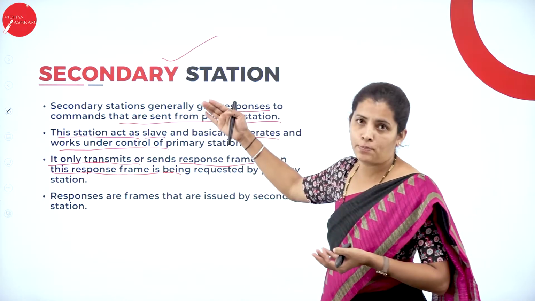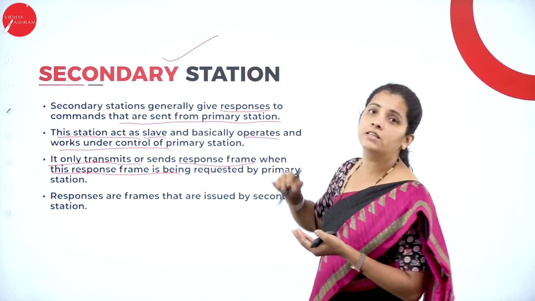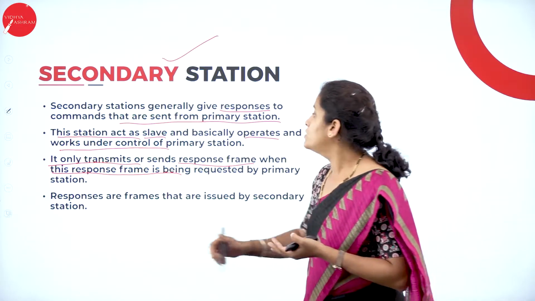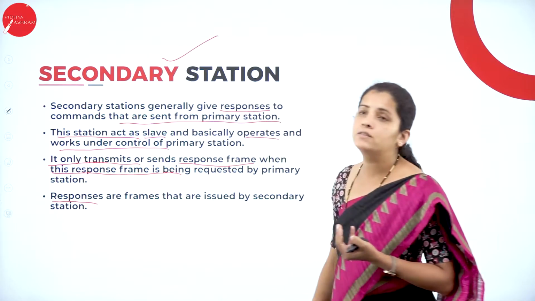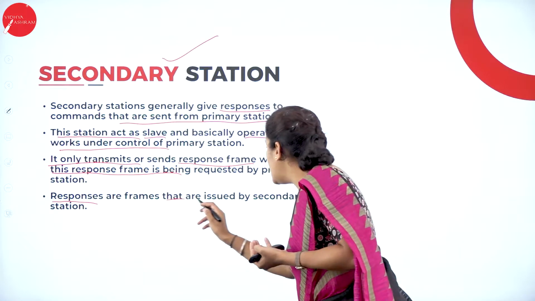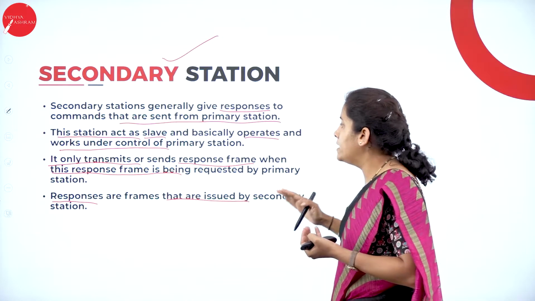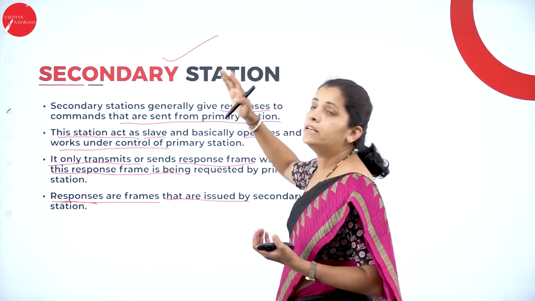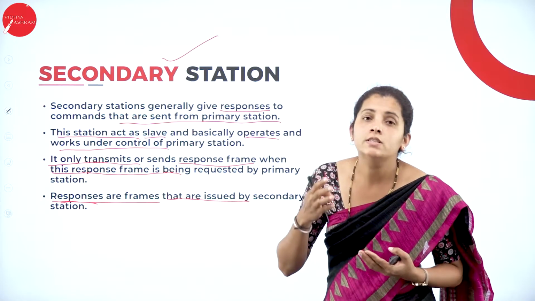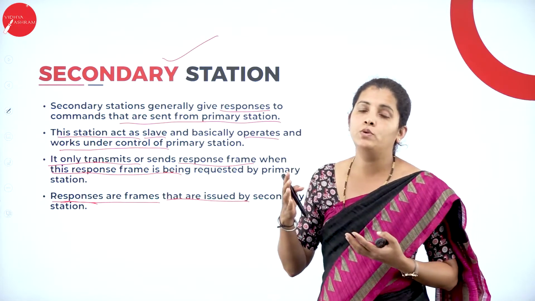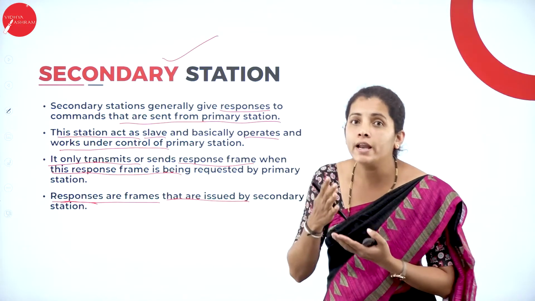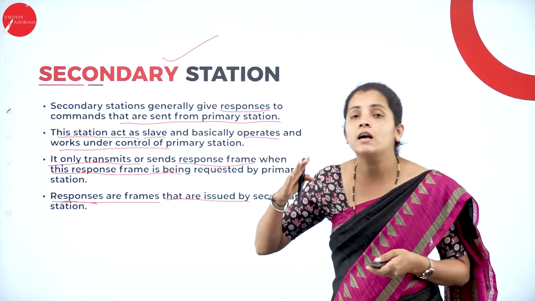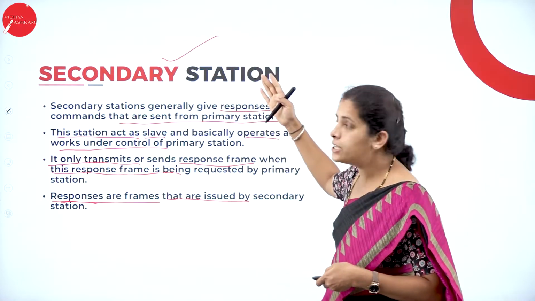So whatever response the secondary station is going to send, that is in the form of a response frame. So it is the response frames that are issued by the secondary station. Here the secondary station is going to send response frames to the primary station, whereas the primary station is going to send commands to the secondary station.